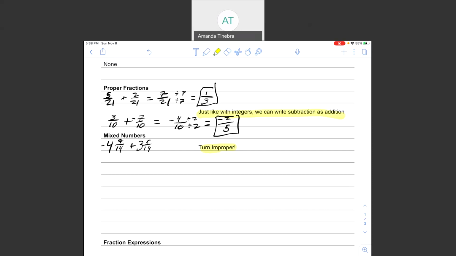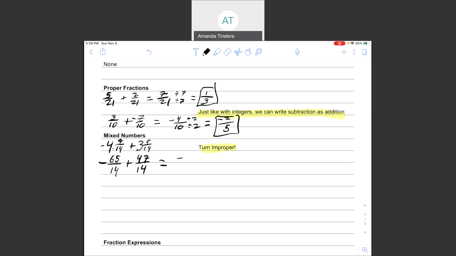So here I have negative 4 and 9/14. I want to turn that improper. To do that, I'll say, okay, 4 times 14 plus 9. When I do that, I get 65, and then my bottom is still 14, and this is still a negative number. Then I have plus 3 times 14 plus 5 goes on the top, that's 47 over 14.